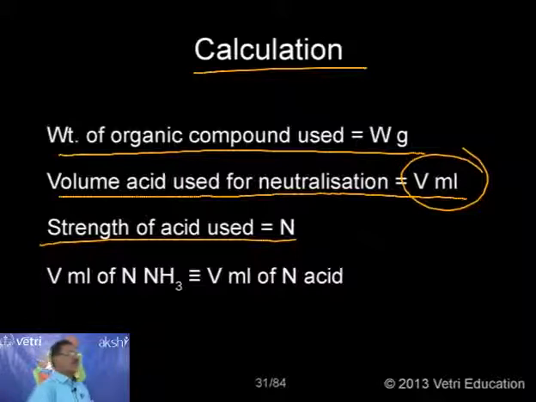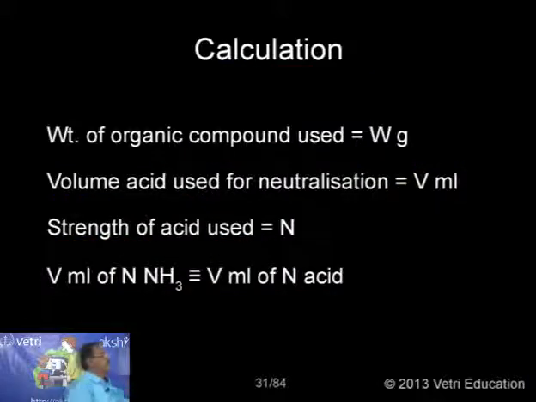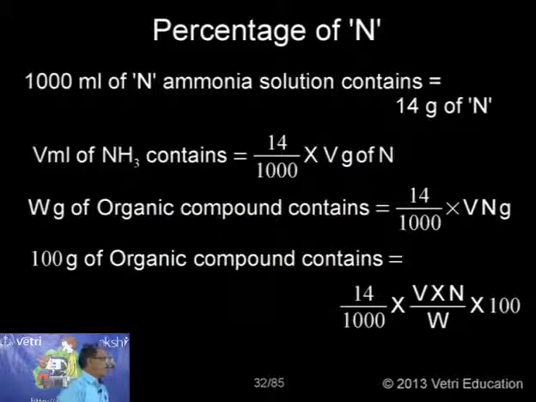So how are we determining V mL? We take an acid of known concentration, and after the reaction we determine the unreacted acid. If we subtract the unreacted acid from the total, we get the volume consumed by ammonia, that is V mL. Then the strength of the acid used is N. So the basic idea here is V mL of N ammonia equals V mL of N acid. Based on this idea we are going to do the calculation as follows.